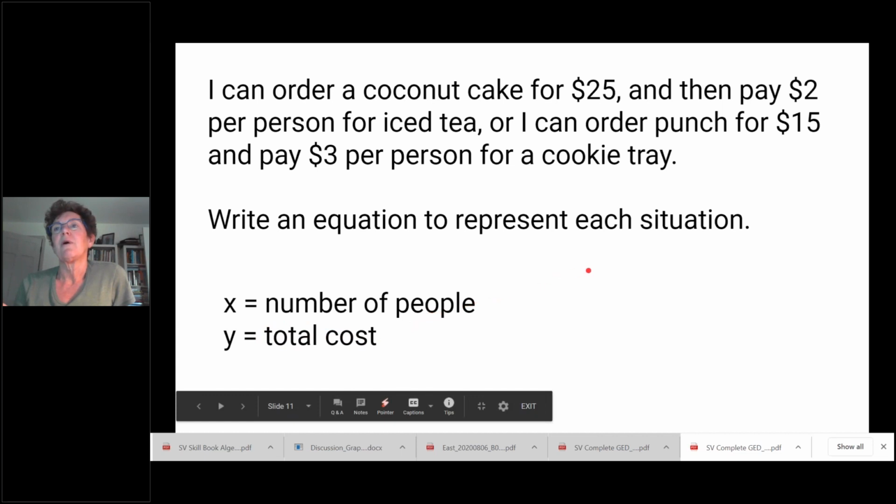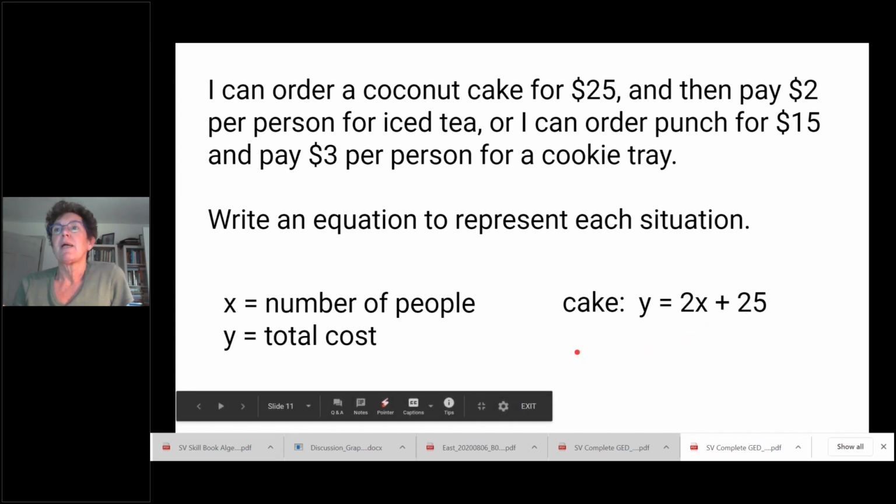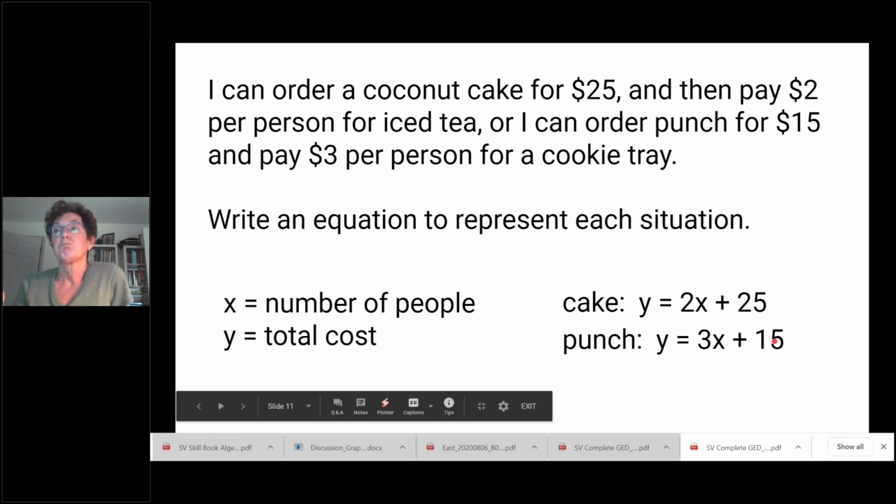I'm going to write these in slope-intercept form. For the cake situation, my total cost will equal 2 times the number of people that I invite plus $25 for the cake. And then for my punch and cookie situation, my total cost will be 3 times the number of people that I invite, plus $15 for the punch.